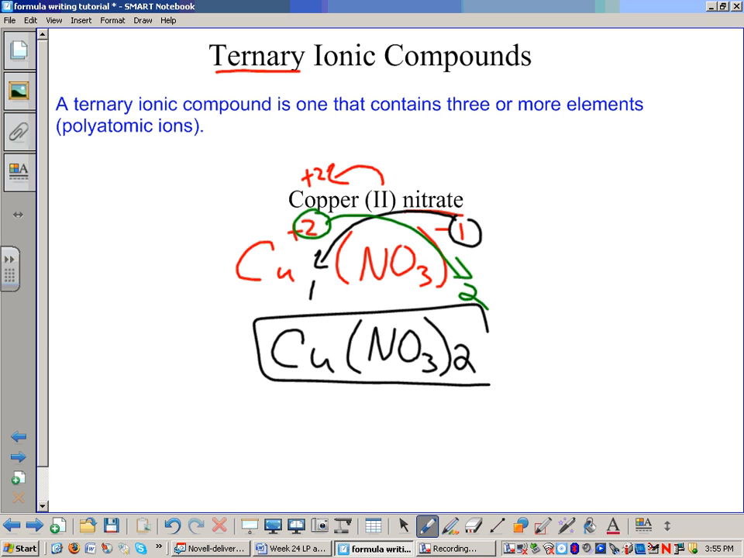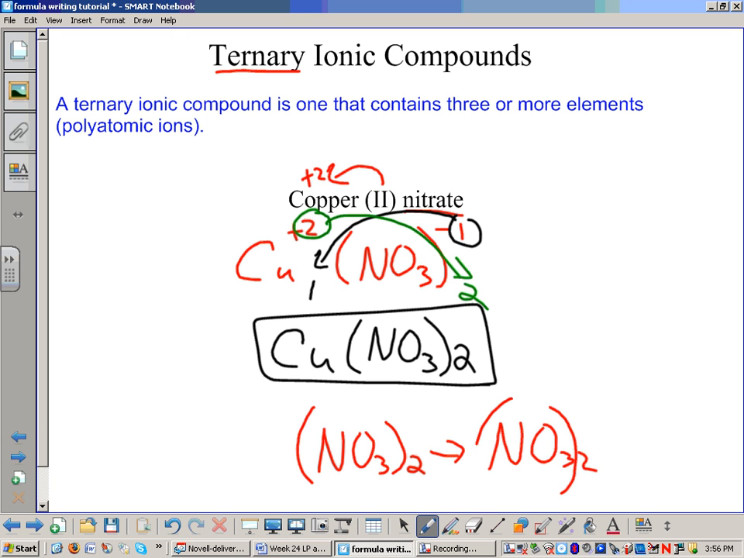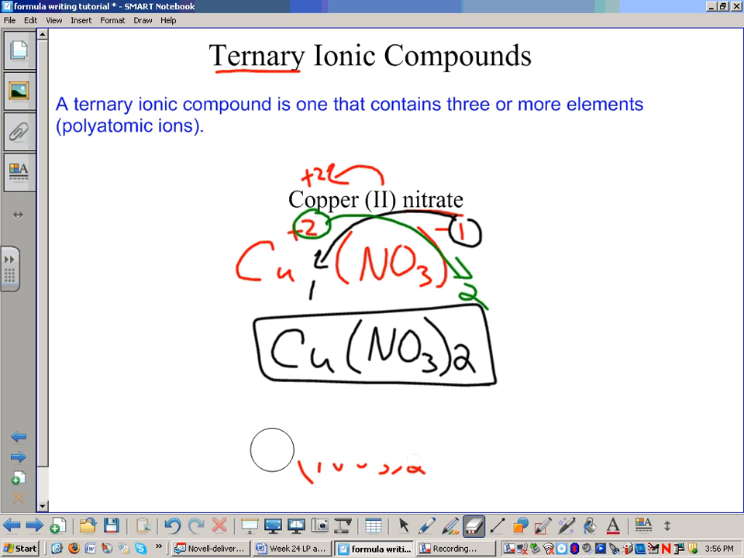Now, the reason we have to keep the parentheses around our nitrate is because if we don't, it looks like this. NO3, 2 could be written like this. That looks like we need 32 oxygens. We don't need 32 oxygens. We need 2 NO3s. So be very careful in how you write polyatomic ions. If you need more than one of them, you have to keep it in parentheses. You need to cross and drop outside your parentheses.